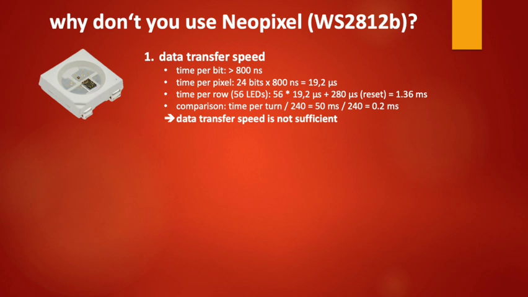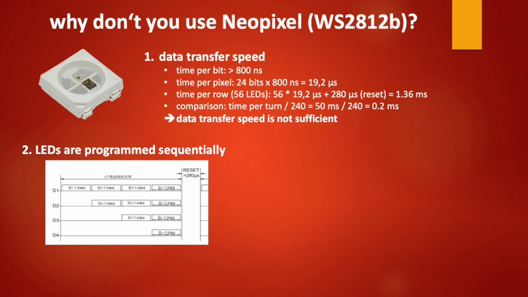First, the transmission speed. The LED is controlled using a special transmission protocol. It takes 800 nanoseconds to transmit 1 bit. A dataset consists of 24 bits, which are therefore transmitted in 19.2 microseconds. If 56 LEDs were to be controlled, this would take 1.36 milliseconds. With a rotation speed of 20 revolutions per second, however, only 0.2 milliseconds are available per pixel. That means the NeoPixel data transfer is too slow by a factor of 7.